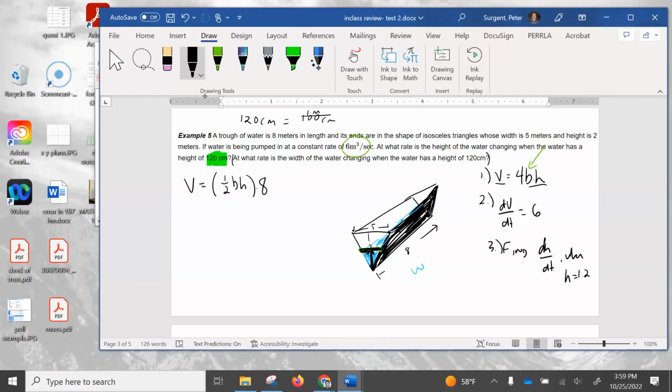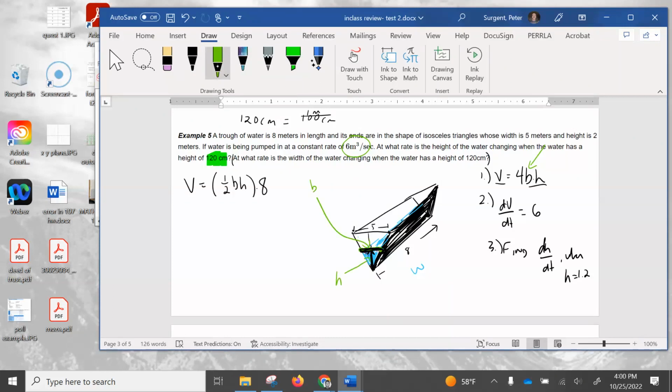Because I only have dV/dt. I'm trying to find dH/dt. When I take the derivative, there will be a dB/dt in there, and then I'm going to have 2 unknowns. I'm not going to be able to solve it. Okay, so we're going to have to go back to our similar triangle thing to get this. And sorry, let me try and label this. This guy right here is H, and this guy right here is B.